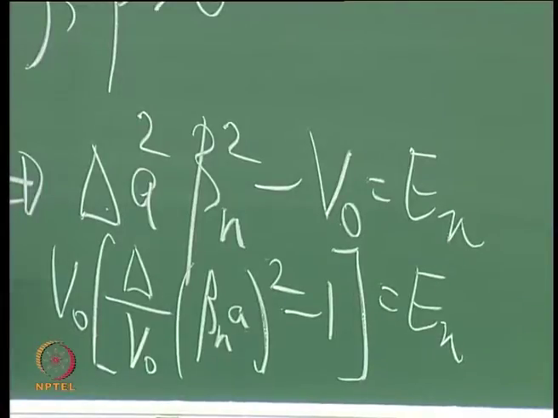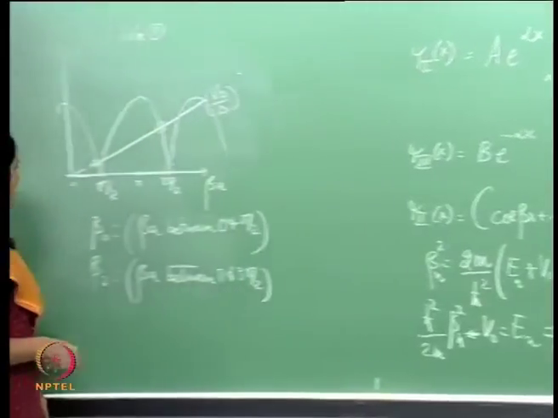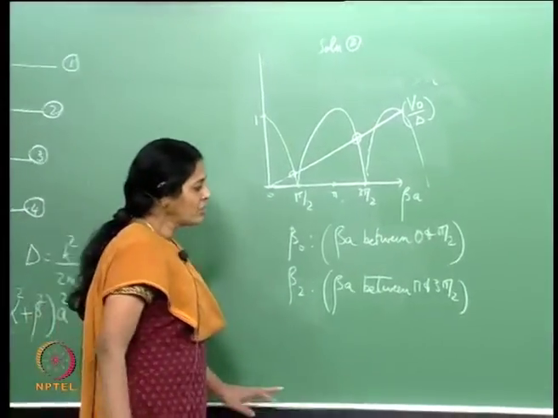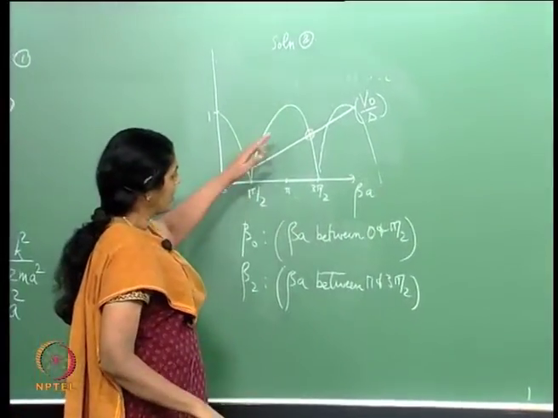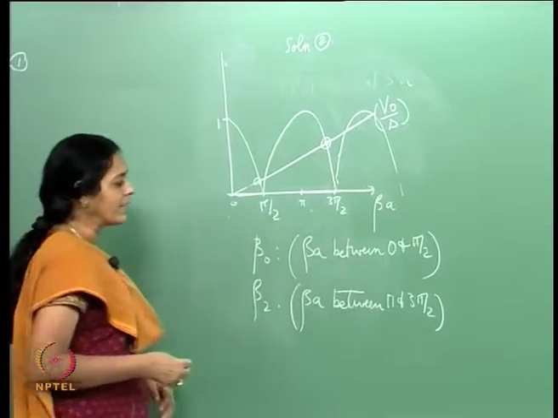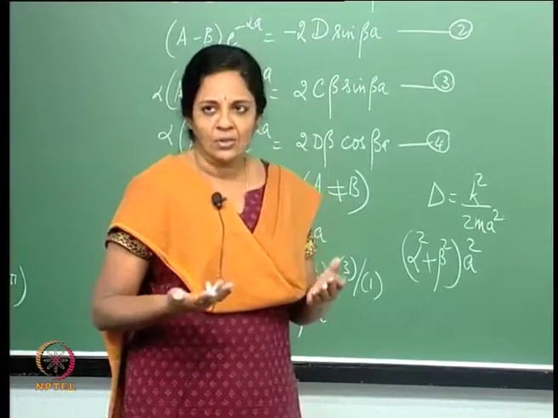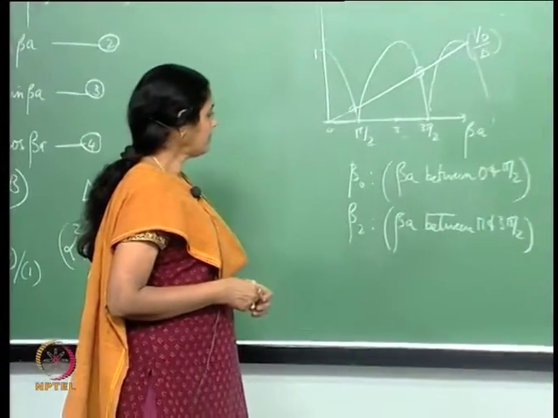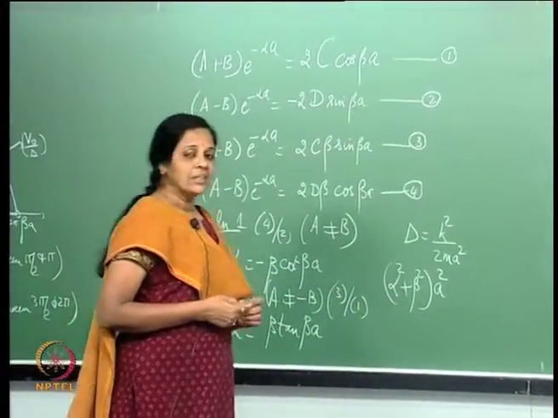What is nice about writing it in this fashion is that what I have put down inside the square braces, delta by V naught times beta n A the whole squared, this can be read off from here. And therefore, this is a more instructive way of writing it. The quantity within the square braces can be read off directly from the plot, and therefore, I get various values of E n once I know V naught. V naught is something that I have decided on to begin with, decided on the strength of the potential. In other words, I know V naught by delta. So, this is what we have in terms of eigenvalues, the energy eigenvalues.